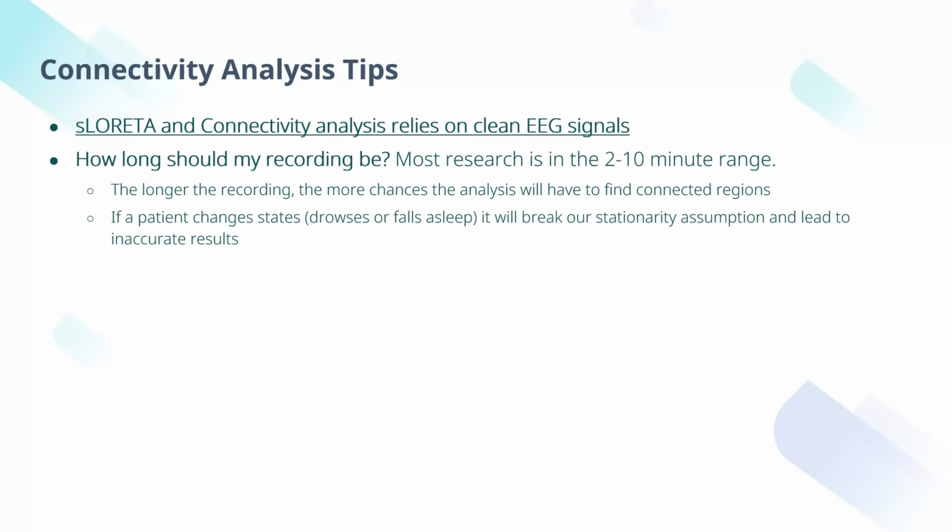But as we mentioned, any changes in state, such as getting drowsy, falling asleep, or any other state change that could happen during a resting state EEG, will break our assumption of stationarity and lead to inaccurate results. So that's why you're generally doing connectivity on the shorter scale. We usually recommend around 5 minutes of eyes closed resting state EEG for the most accurate results.